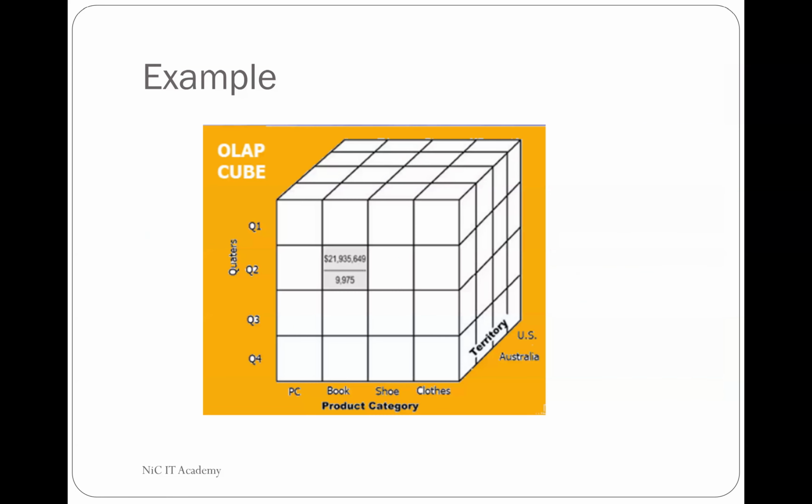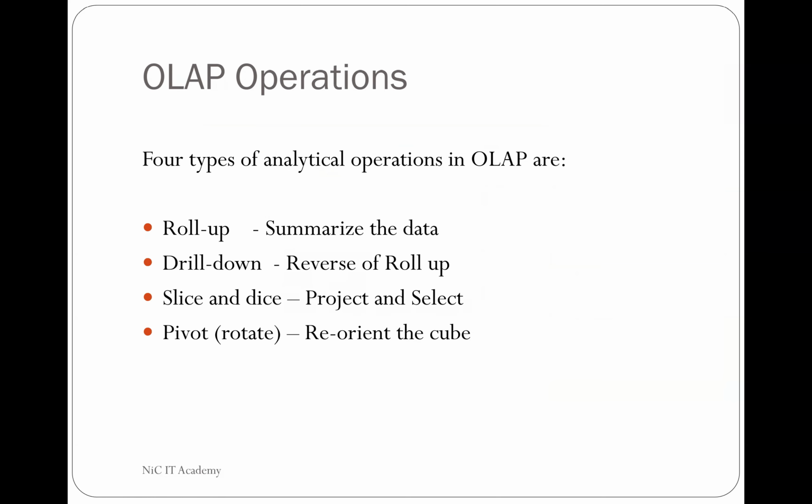Example: similarly, here we have Q1, Q2, Q3, Q4, then territory we are making US, Australia, and products. We are making different views. This is also one of the interview questions they will ask. We have four types of analytical operations. What are the four different operations we will perform at the aggregation level? If you go to any real-time project, they will say do roll-up activities, drill-down activities, slice and dice, and pivot operation.